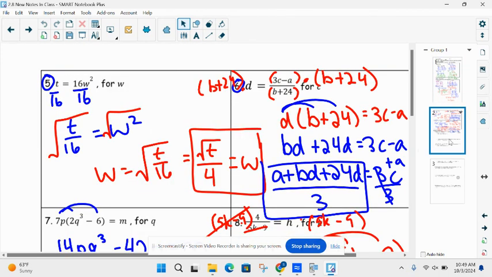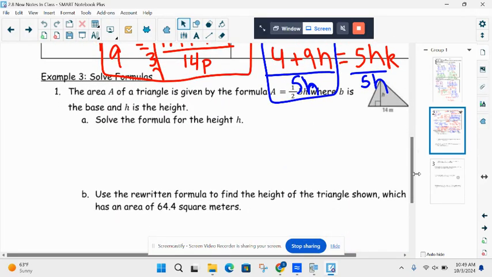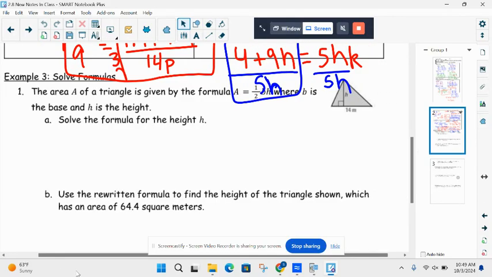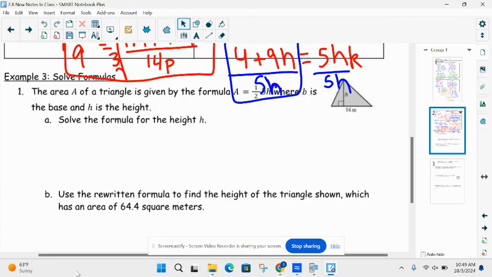So close your Chromebooks. We need to do the word problems. All right, so this says the area of a triangle is given by the formula area equals 1/2 base times height, where b is the base and h is the height. So we're going to first solve the formula for h, and then once we get the formula rearranged for h, we're going to answer part b.